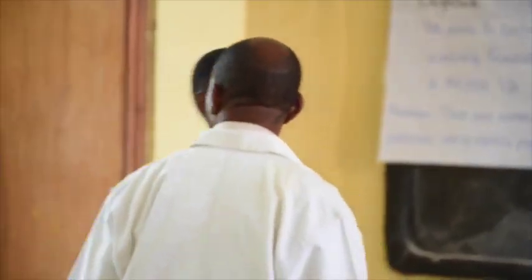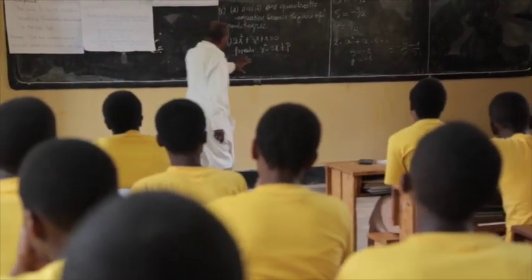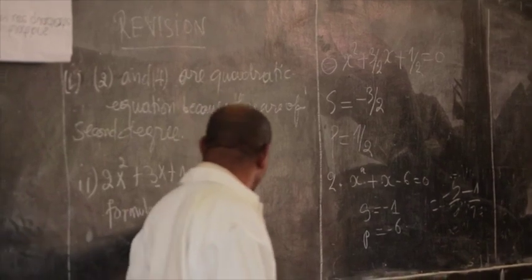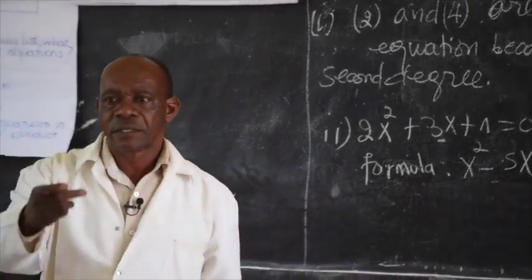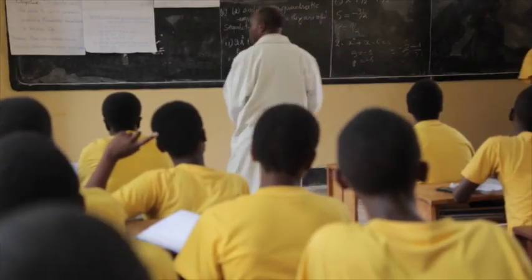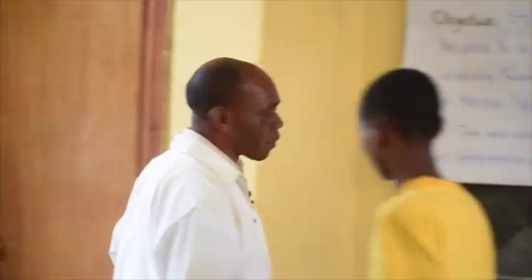Okay. Now, it is like this. We can write this under the form of the sum and the product. And here, there is no problem. When we write x squared minus Sx plus P, it must be equal to 0. Okay. Now, let us solve our problem.